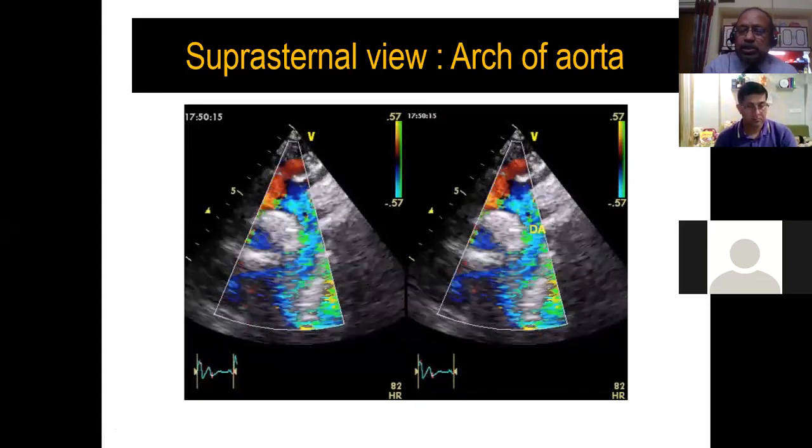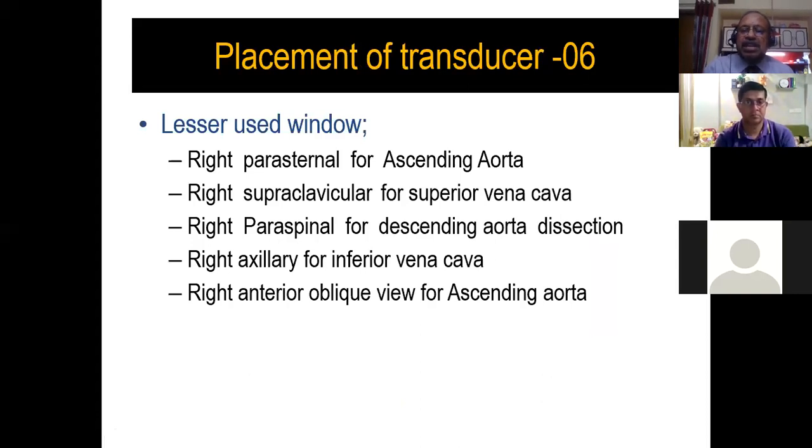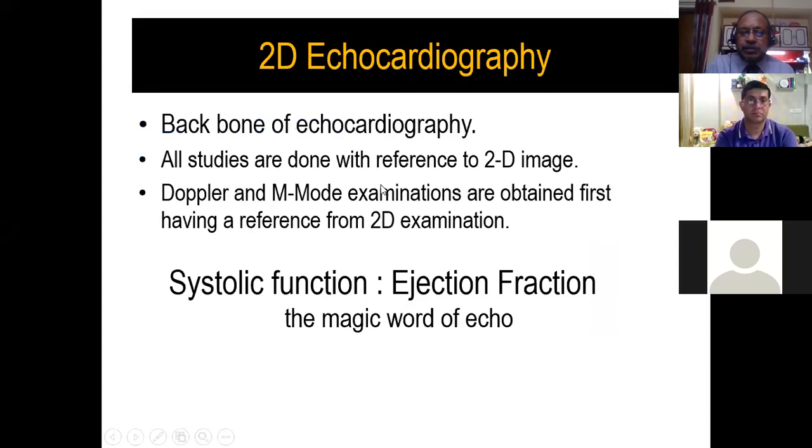So this tells you about the suprasternal window, and many other windows which will come over a period of time will be discussed again and again. Hence, to say that two-dimensional echo is the backbone of echocardiography. All studies are done in reference to the two-dimensional image today. Doppler and M-mode examinations are obtained first, having a first reference from two dimensions. And the most important magic word: ejection fraction.